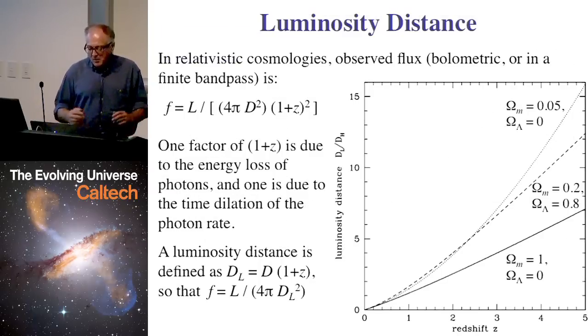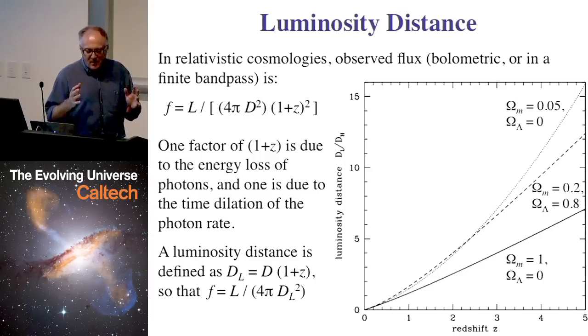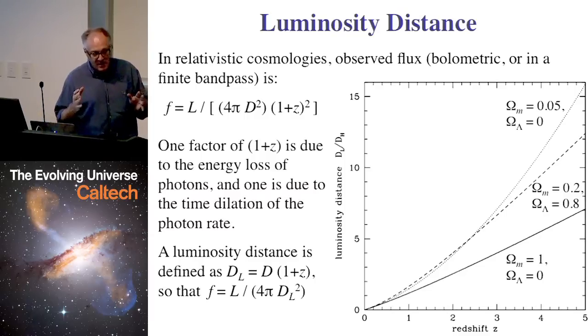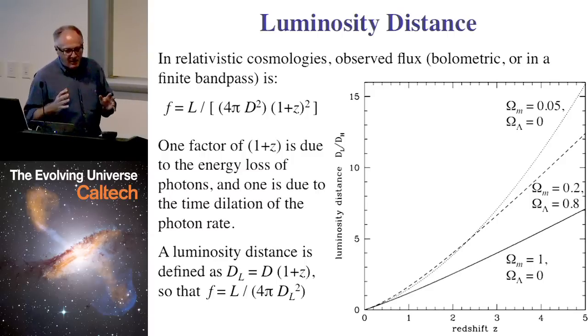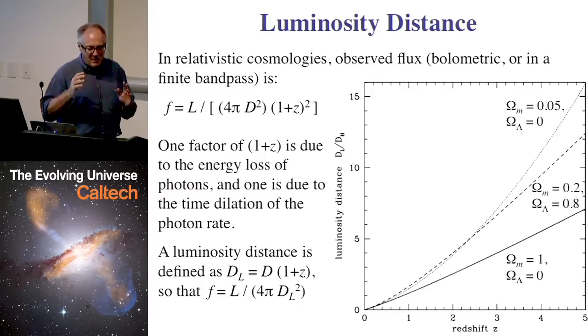Now, you understand the inverse square law in plain Euclidean space, but because the universe is expanding, things get a little more complicated. First of all, because the source is moving, there is a relativistic time dilation. Time is stretched by a factor of 1 plus redshift. And each photon gets stretched by that factor too.